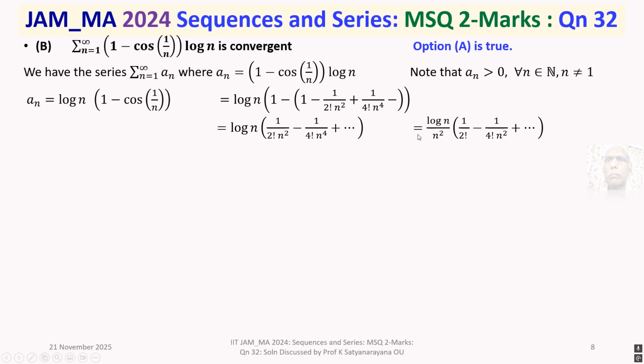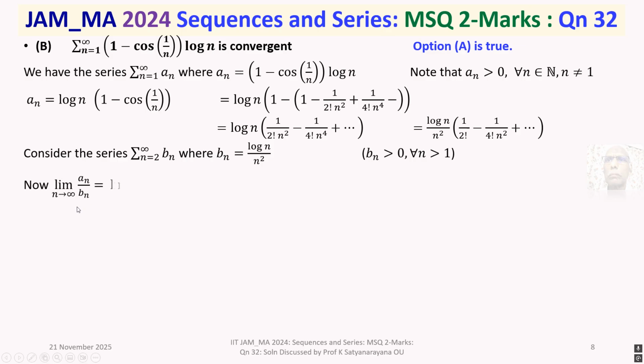Right. Now this suggests us to consider the auxiliary series sigma bn where bn is equal to log n by n square. So consider the auxiliary series sigma n is equal to 2 to infinity bn where bn is log n by n square. Very clear, for n greater than 1, bn is positive, right? Good.